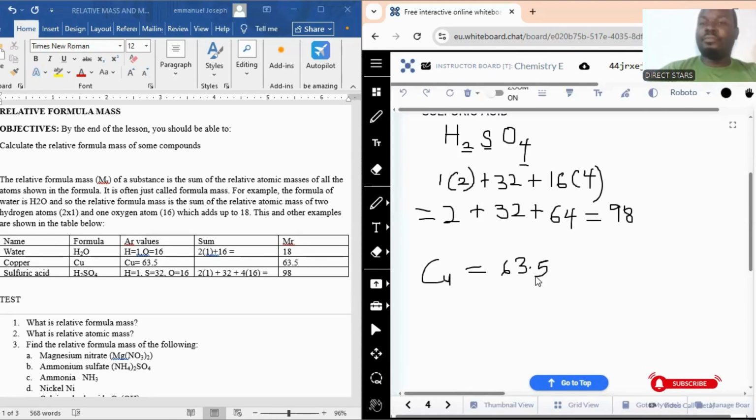We have several examples you can try your hands on. I'll be expecting you to write out some of these compounds we have in the notes. I'm talking about question number 3. We have magnesium nitrate, ammonium sulfate, ammonia, and nickel. I want you to look at these formulas. The formulas are given. Get their formula mass and bring it to class next time we meet.